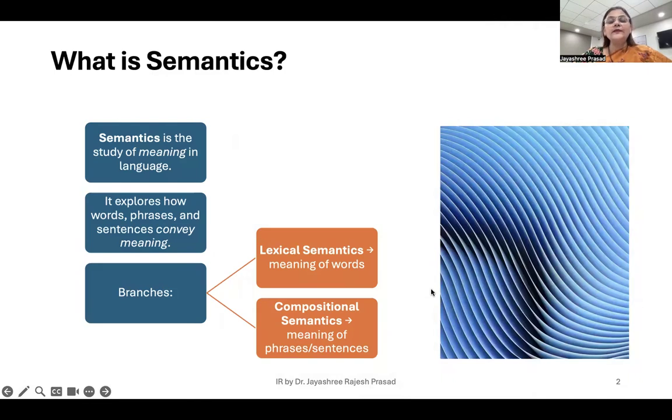So what is semantics? When we talk about semantics, we are really talking about meaning in language. Semantics looks at how words, phrases, and sentences express ideas. It has two major parts. One is lexical semantics, which studies word meanings, and the other is compositional semantics, which looks at how meanings combine in sentences. Our focus today is on lexical semantics, meaning at the word level.